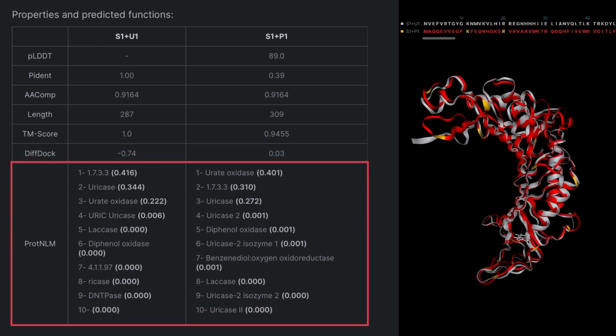Finally, ProtNLM is a sequence-to-function prediction model. Given a protein sequence, it provides a rank-ordered list of predicted functional annotations.